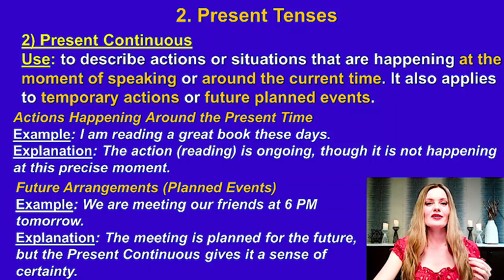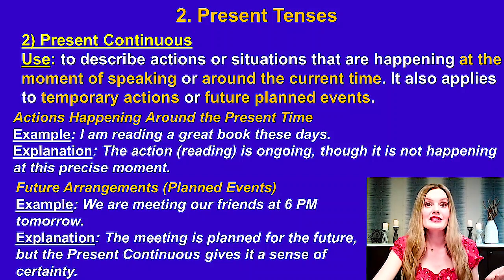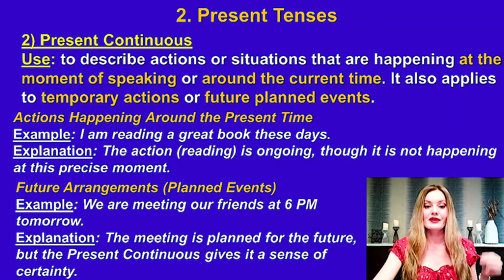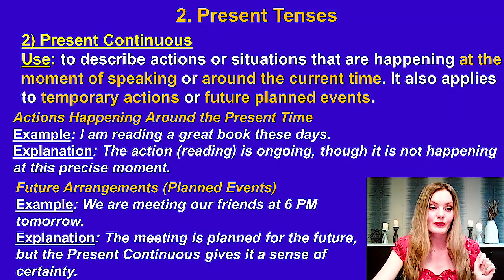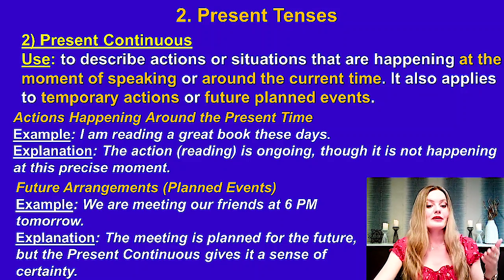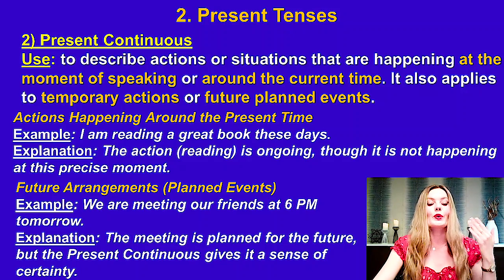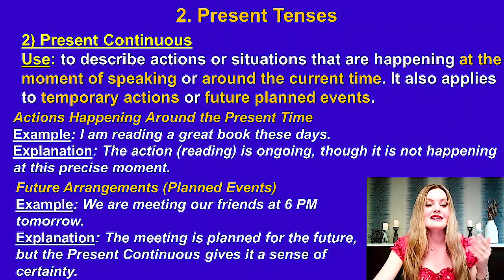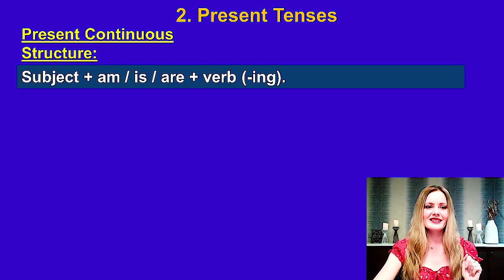Present continuous also describes future arrangements or planned events. For example, we are meeting our friends at 6 p.m. tomorrow. The meeting is planned for the future, but the present continuous gives it a sense of certainty. So, we are meeting our friends at 6 p.m. tomorrow. Let's take a look at the structure of present continuous.